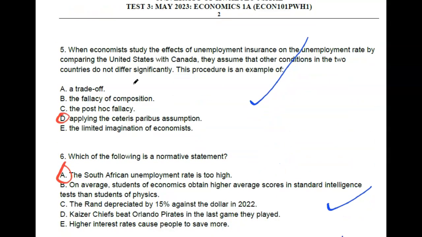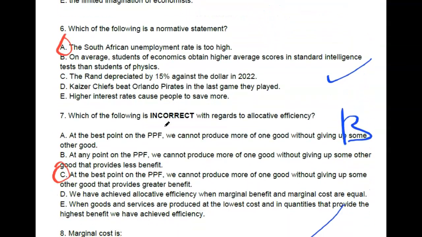Number 5. When an economist studies the effects of unemployment insurance and employment rate comparing the United States to Canada, they assume that other conditions in the two countries do not differ. So in economics, when you keep two conditions the same and they do not differ, it will always be this answer. Ceteris paribus. Just remember that in economics, anytime we want to test something, or different concepts, we keep things the same. Okay? So the answer is ceteris paribus. Always, this is the definition, always will be that.